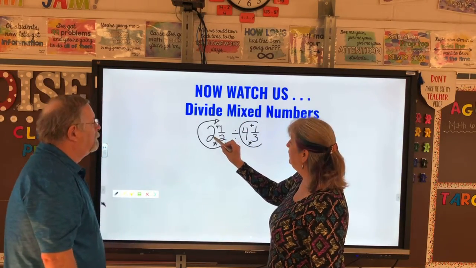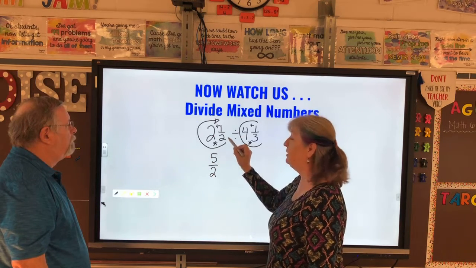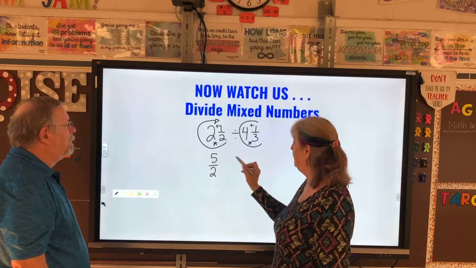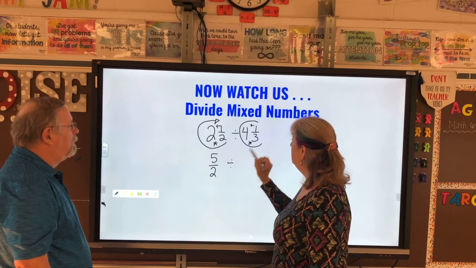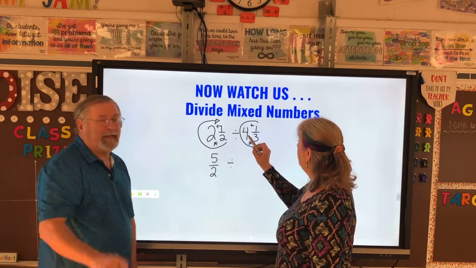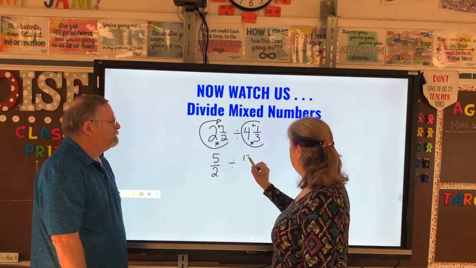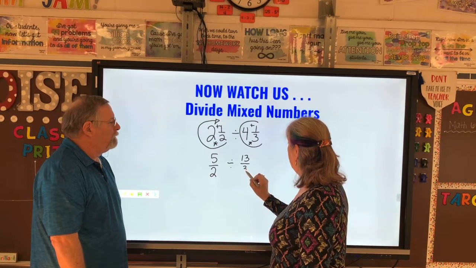So 2 times 2 is 4, plus 1 is 5 over 2, because the denominator stays the same. I'm going to keep it division, because right now I'm only converting. 3 times 4, that's step 1. 3 times 4 is 12, plus 1 is 13, and then over 3.